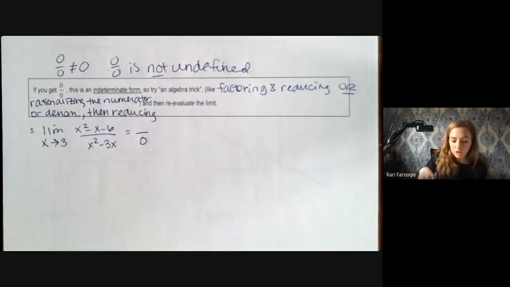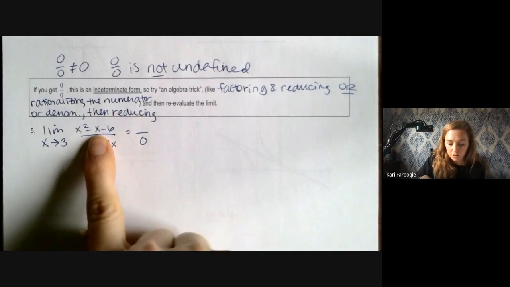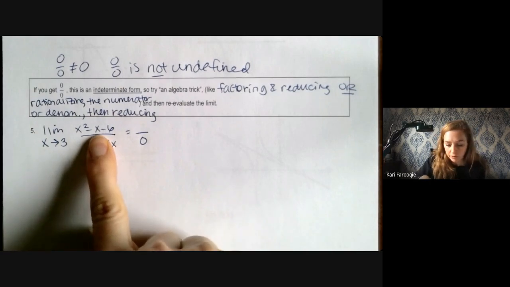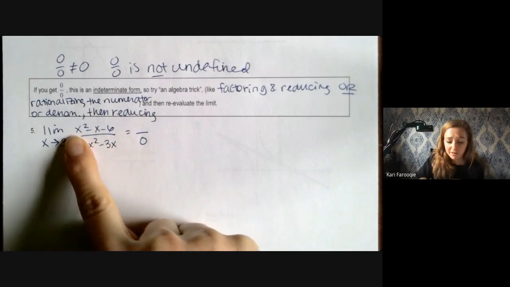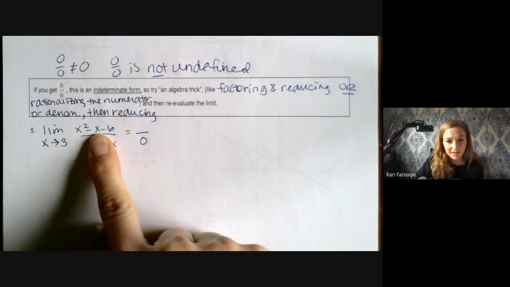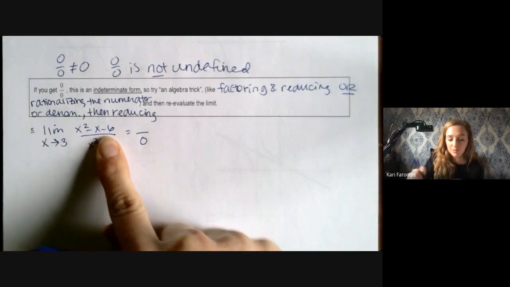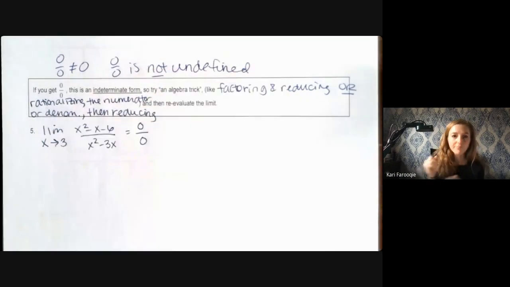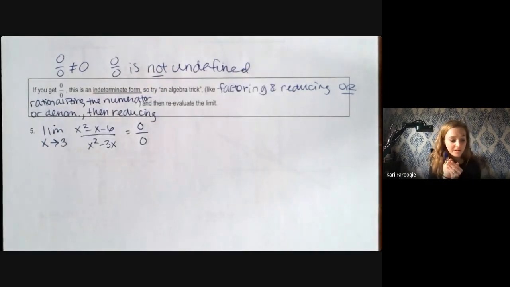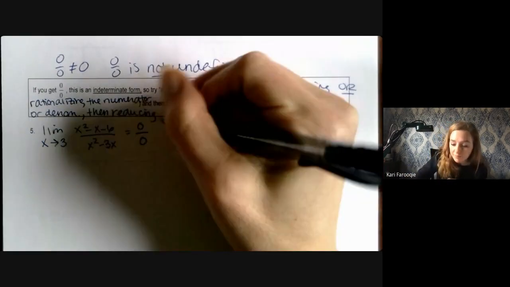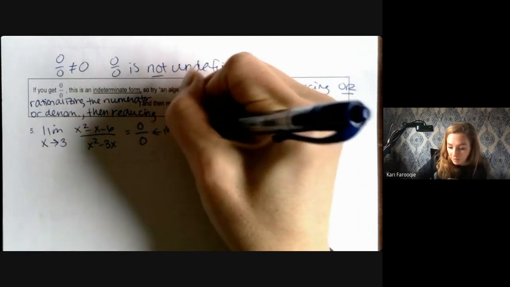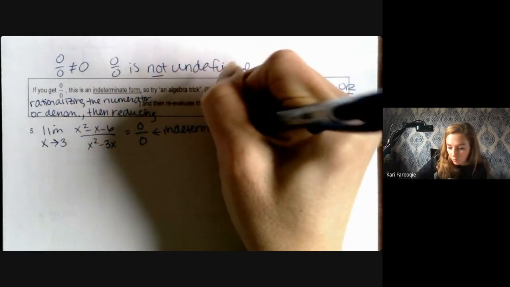Let's go ahead and evaluate the numerator. 9 minus 3, not negative 9. 9 minus 3 is 6, minus 6 is 0. Don't panic, it's indeterminate, but that's okay because you know what to do.